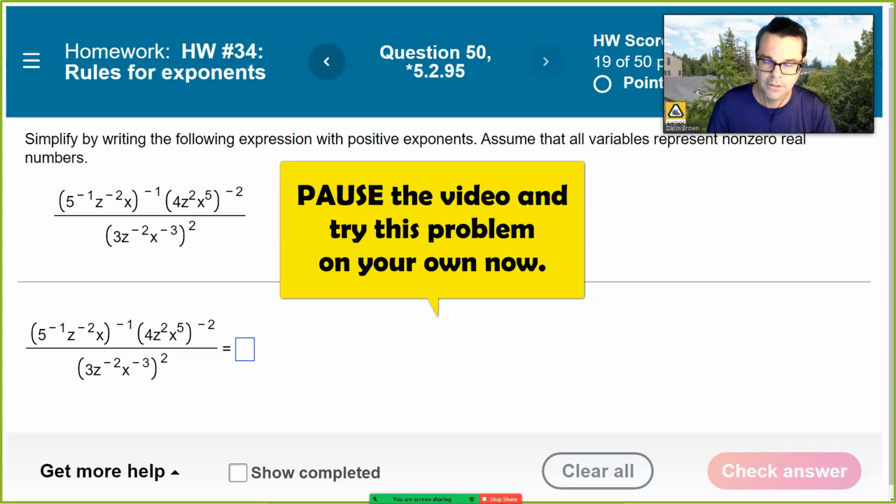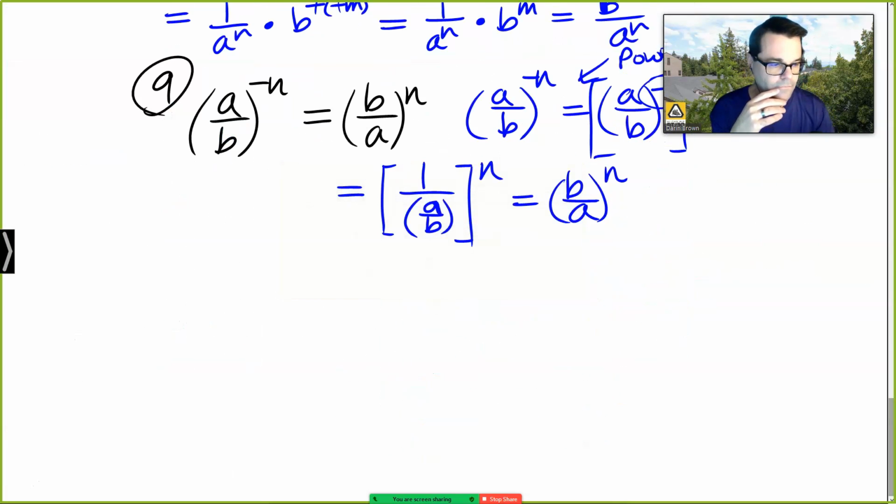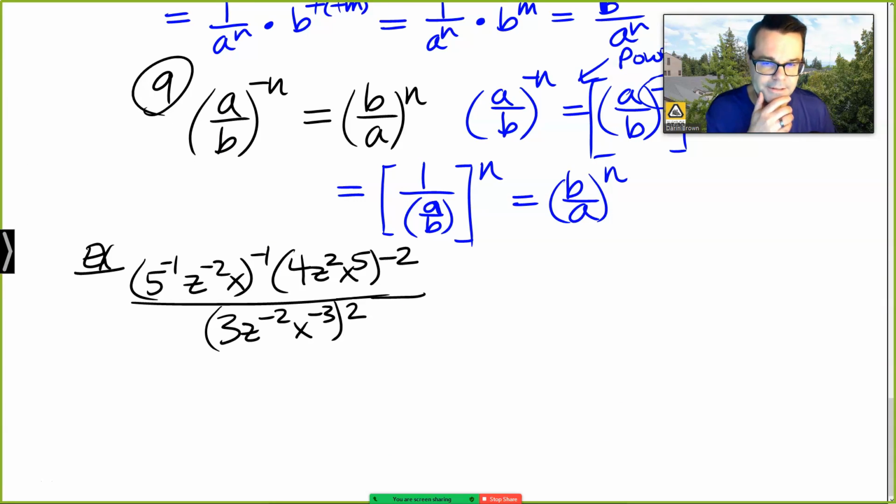Okay, so I'm going to copy this. We'll work through it, and this will be the last thing we do. So the thing to keep in mind here is don't try and work with fractions.